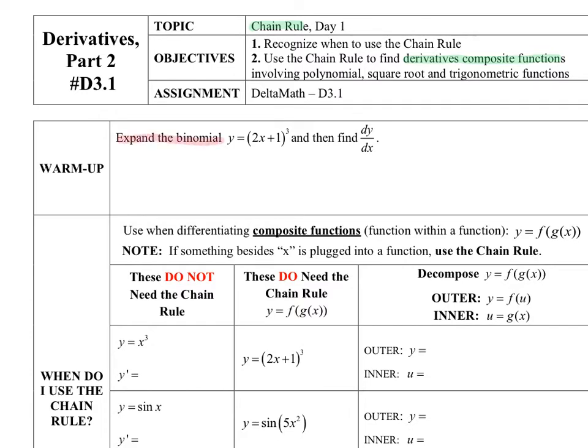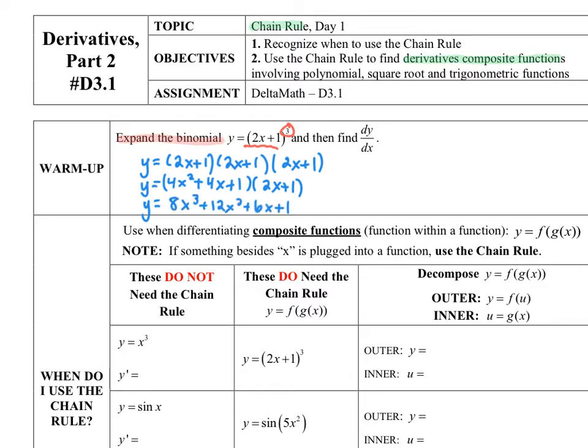So we're going to expand this thing out. What that means is we're going to have to consider 2x plus 1 as a factor 3 times, and then multiply two of them together first, and then multiply that result times our third binomial. And now that I have this written in this form, I'm ready to use the power rule to find the derivative. And that brings me to here.